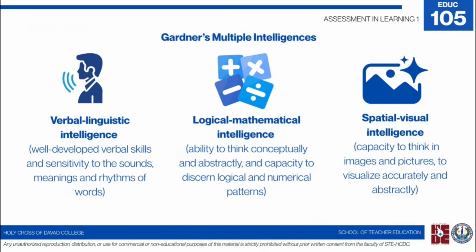So these are your logic smart learners. They love numbers, patterns, scientific experiments, and logical reasoning. They tend to ask a lot of why and how questions, enjoy solving puzzles, and are drawn to subjects like math, science, and computer programming.